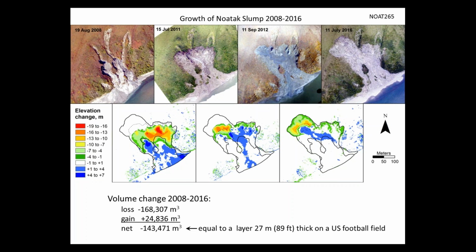Which doesn't mean a whole lot to me, but I converted that to the depth of a layer on a football field. So if you take an American football field and cover it with 27 meters of material, which is 89 feet, that is the amount of material that was lost out of this slump when it grew from 2008 to 2016. Now, of course, the next question is how much of that was solid and how much of that was water, and we don't know. We don't have ice contents. I'm going to guess that more than half of it was water, but it all ended up in the Noatak River. Lots of old, ancient water, and a certain amount of sediment too.